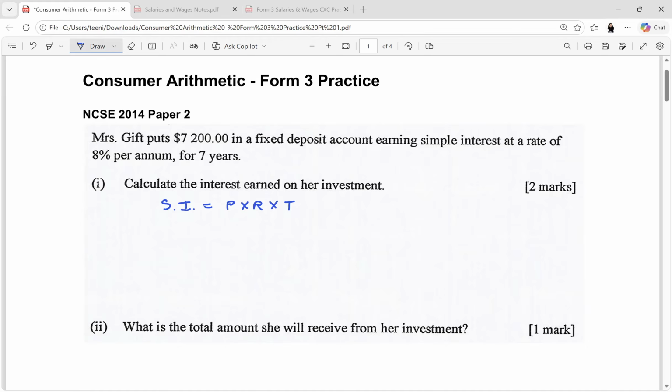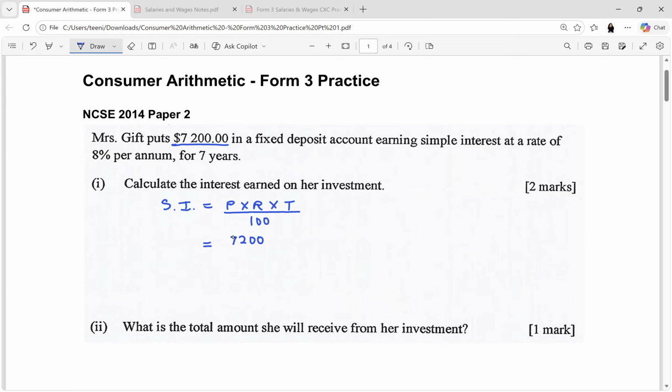Soraya, let's help Josh a little bit. Soraya, what is the principal in this question? 7,200. Yes. So, Josh, the principal is the amount of money that you're borrowing, or the amount of money, in this case, that you're investing. So, the principal here is 7,200. Right, Josh?